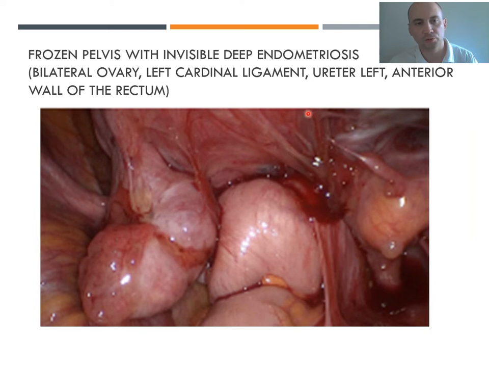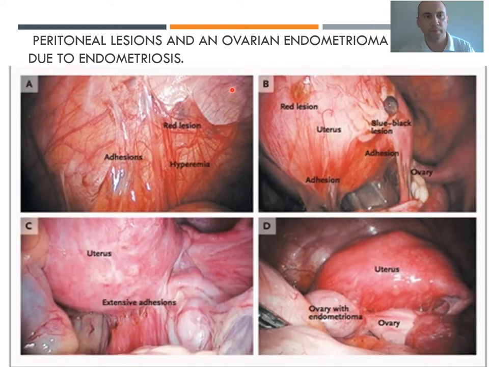This picture shows so-called frozen pelvis with invisible deep endometriosis, bilateral ovary, left cardinal ligament, left ureter, anterior wall of the rectum. Peritoneal lesions and an ovarian endometrioma due to the endometriosis.